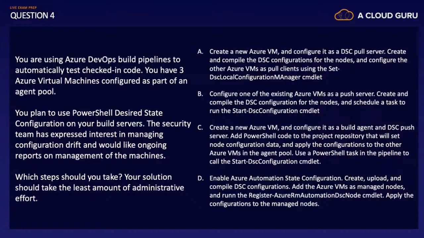So in this scenario, we're using Azure DevOps build pipelines to automatically test checked-in code. In the setup, we have 3 Azure virtual machines configured as part of an agent pool. We plan to use PowerShell desired state configuration on our build servers. As part of the setup, the security team has expressed interest in managing configuration drift and would like ongoing reports on management of the machines. Based on this, which steps should you take using the least amount of administrative effort?